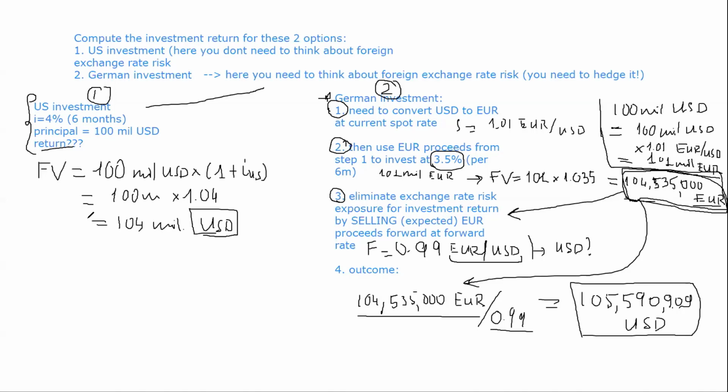So what do we do next, guys? We have computed the investment returns for both options. Now, what are we going to advise the treasurer?